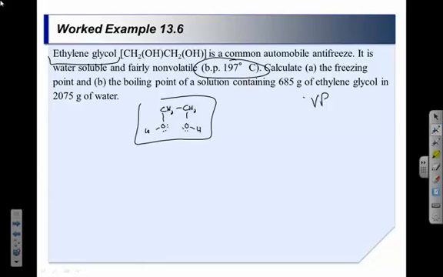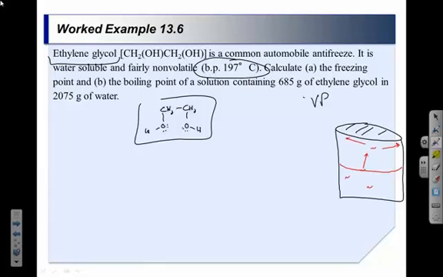Lowers the vapor pressure, right? Because if you've got this liquid, and this is the surface, my liquid molecules look like this. The vapor pressure is the pressure that results when some of those liquid molecules on the surface escape their attractions and become gas, and then they float around as a gas and create collisions and cause pressure.